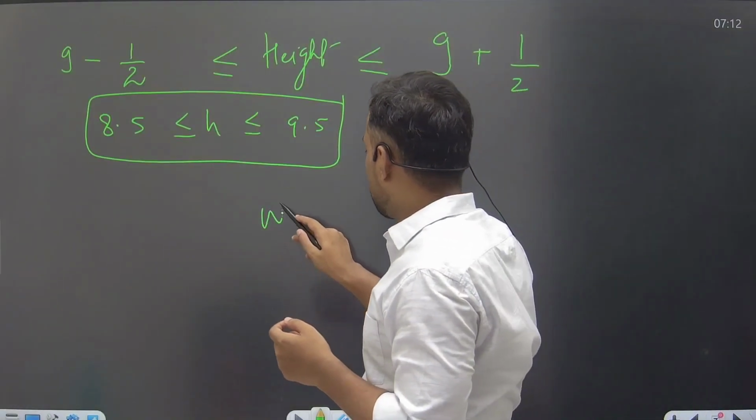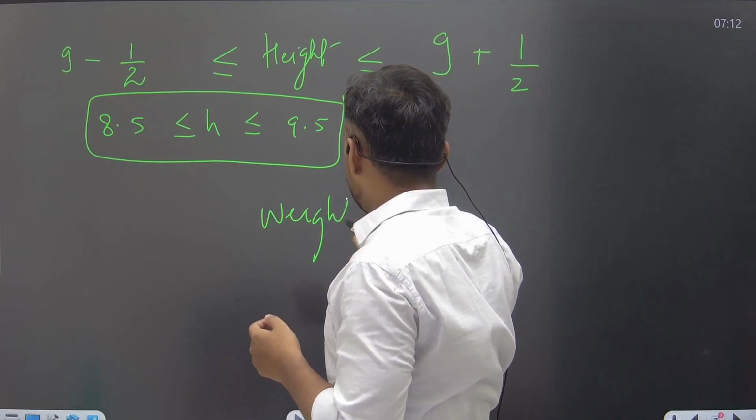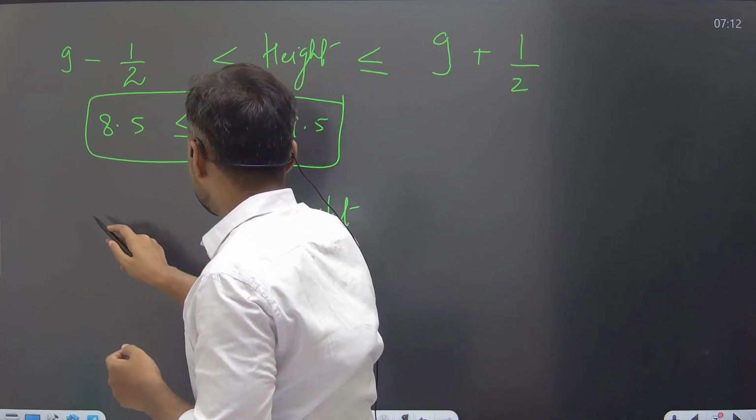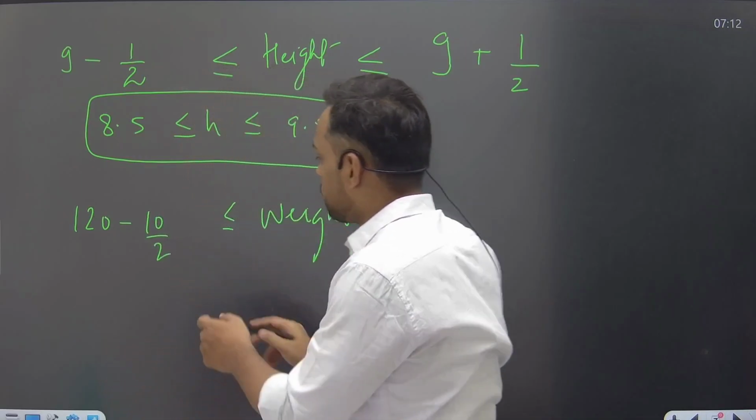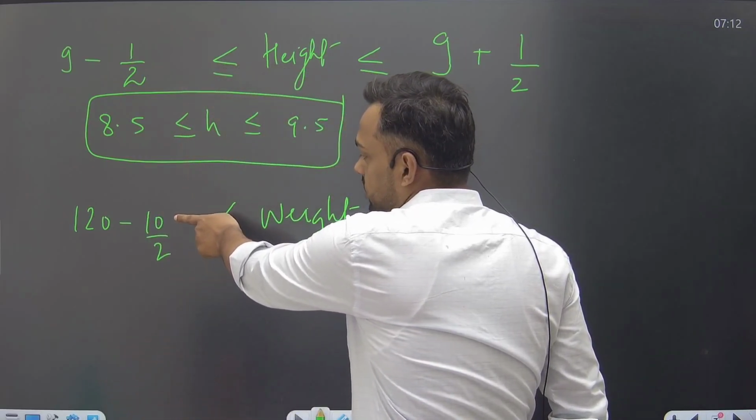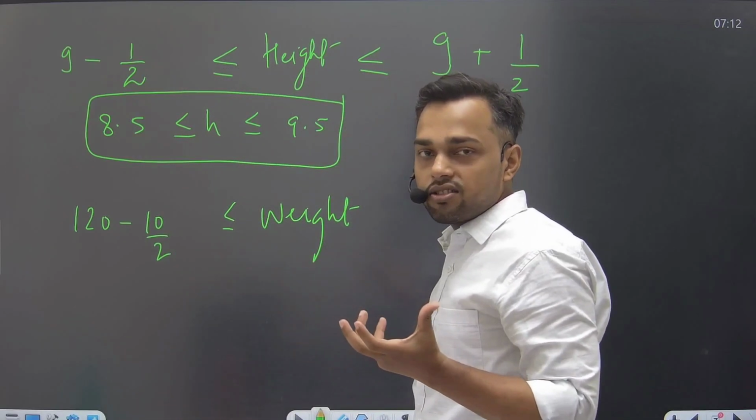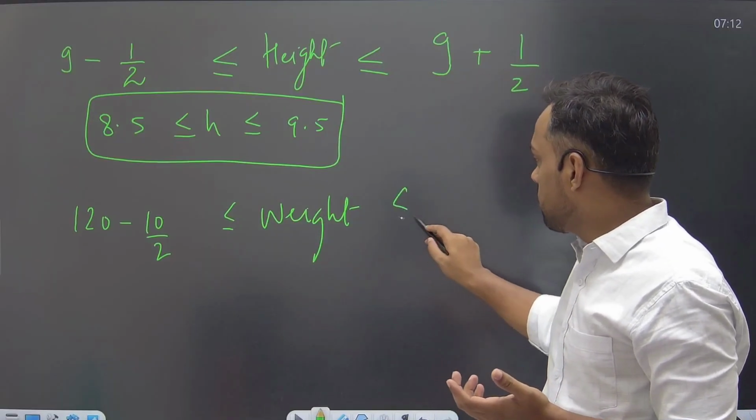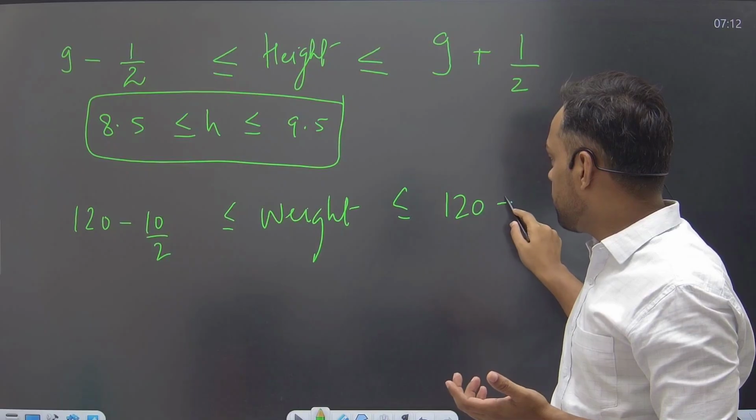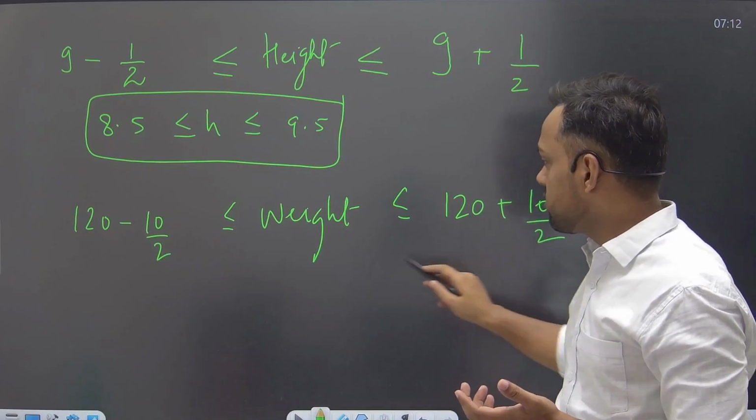Weight will lie between 120 negative of 10 by 2. Now here you need to see this, students, why I have taken 10 by 2, because they have asked to the nearest 10 gram. So I have taken 120 plus of 10 by 2.